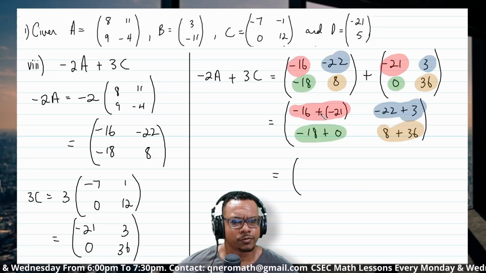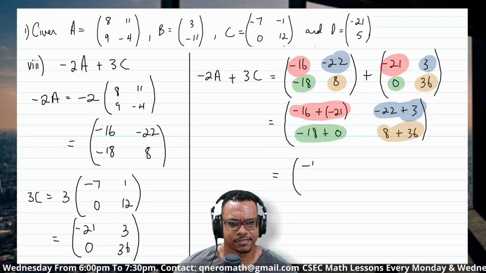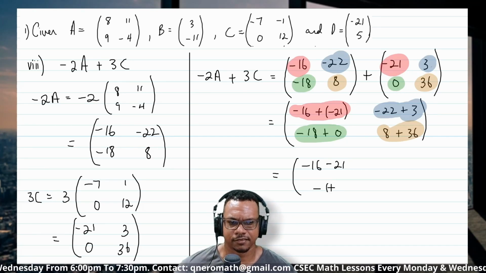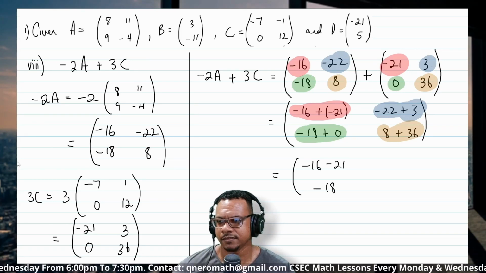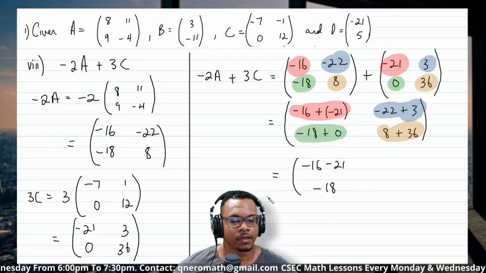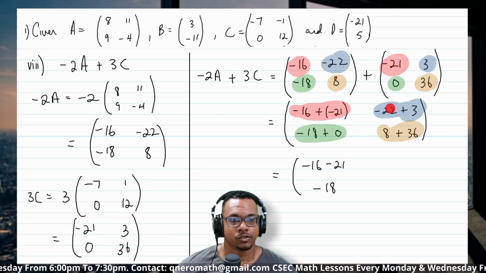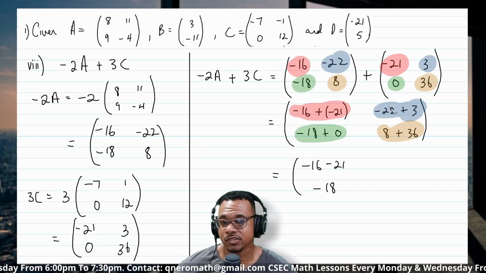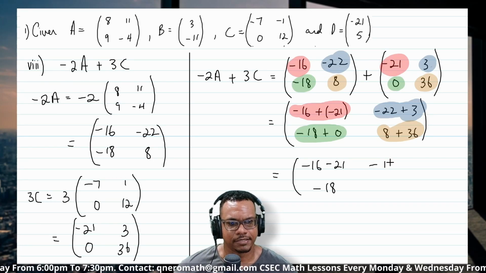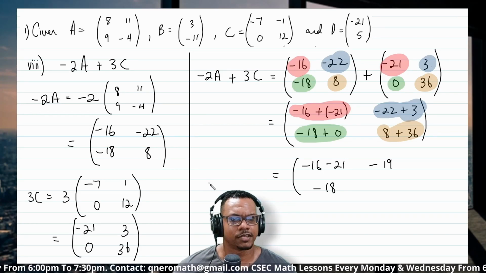So come here now. You multiply these two signs, the difference, so you're going to get a negative sign. Negative 18 plus 0 gives back negative 18, since 0 is nothing. Here, signs are different, so you're going to subtract. 22 is the bigger magnitude and the sign in front is negative, so the answer is negative 19. And then 8 plus 36 is straightforward, that's 44.